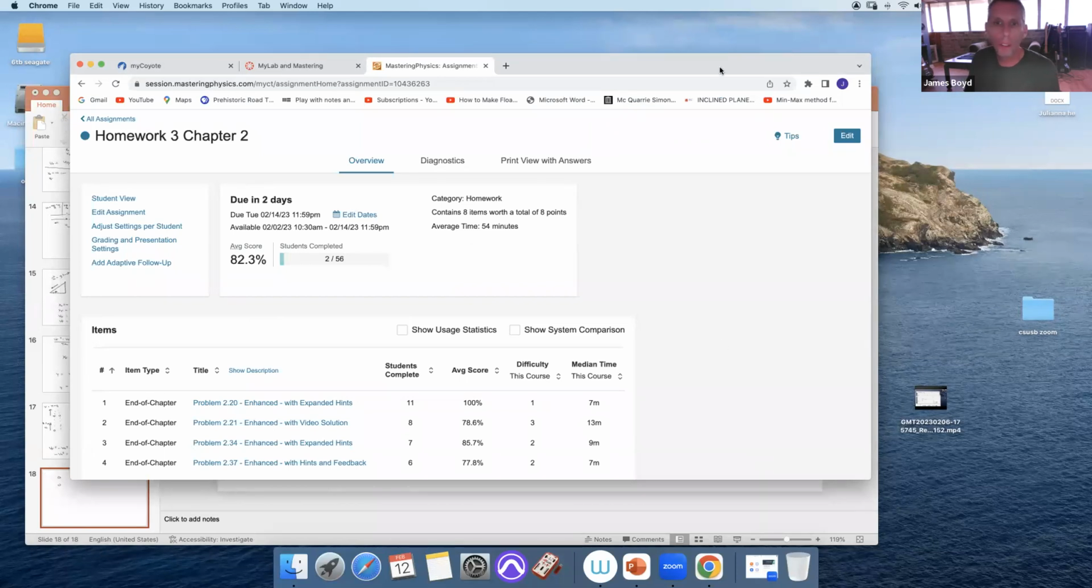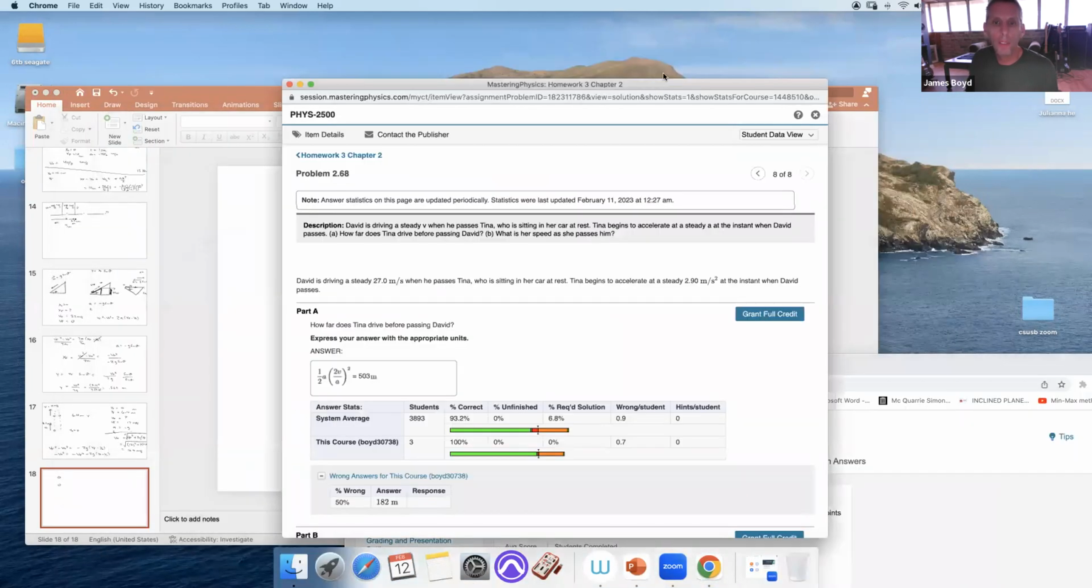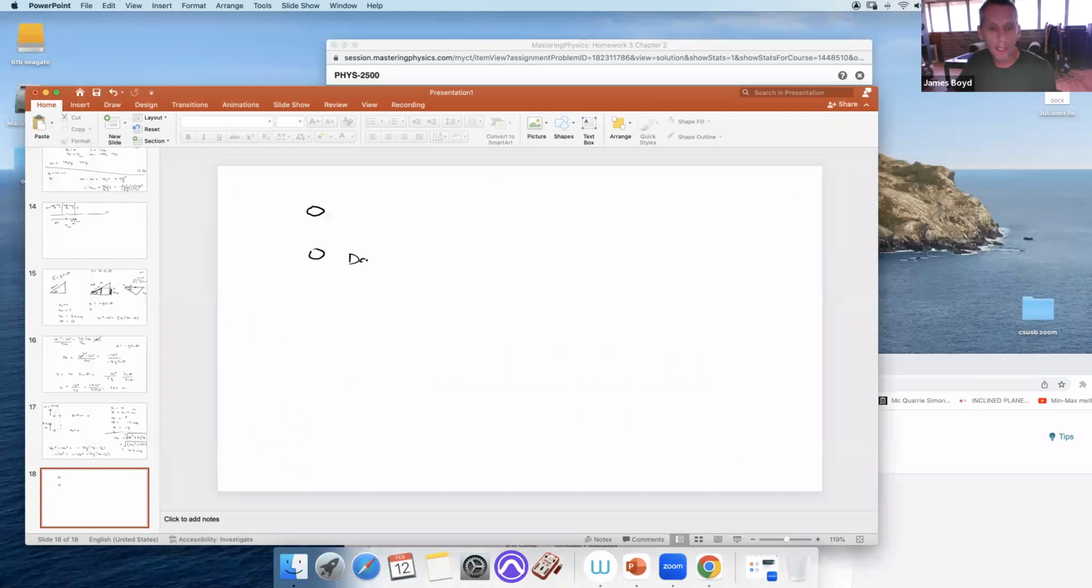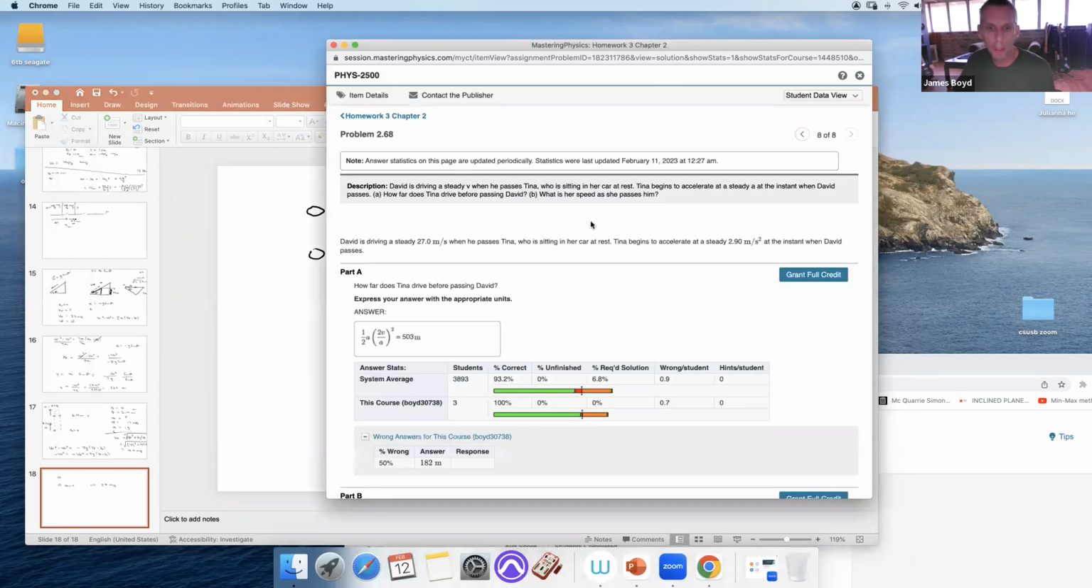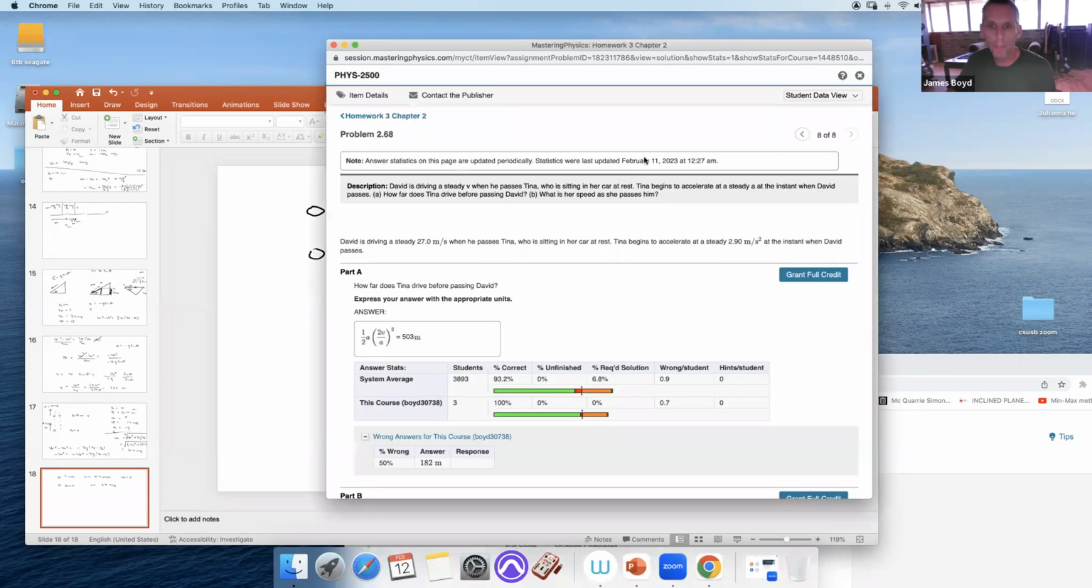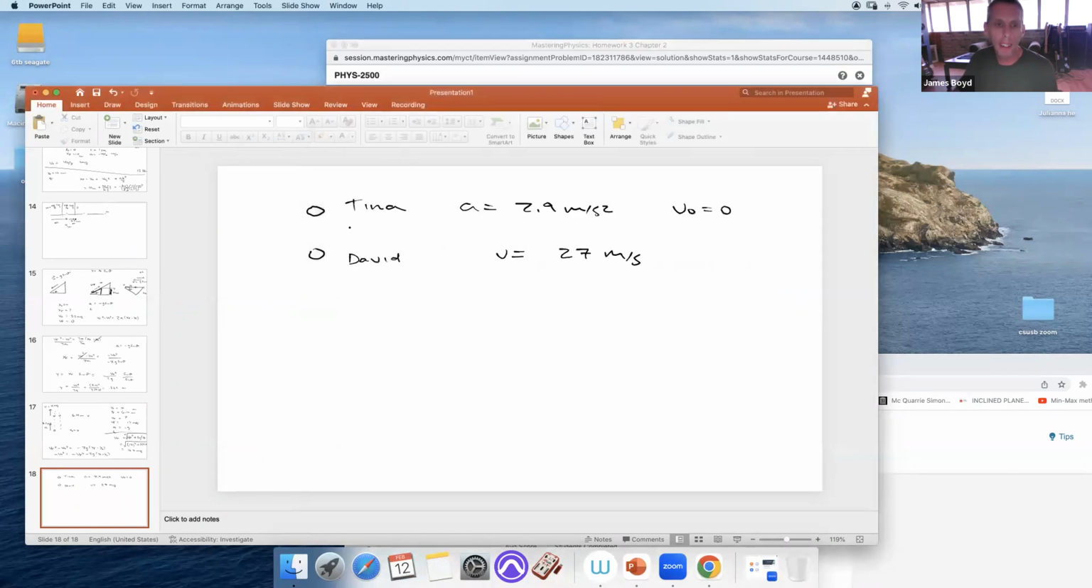Where did it go? So, revisiting our case. David is traveling at a velocity. This is David. He is traveling at v equal to 27 meters per second, constant speed. Tina, who is at rest, begins to accelerate at 2.9 meters per second squared. Her initial velocity will be 0, right at the instant that Dave passes.